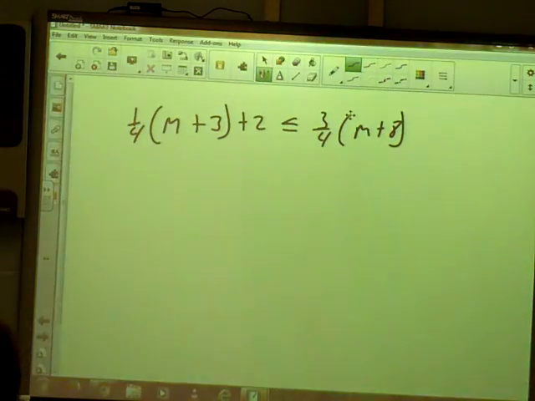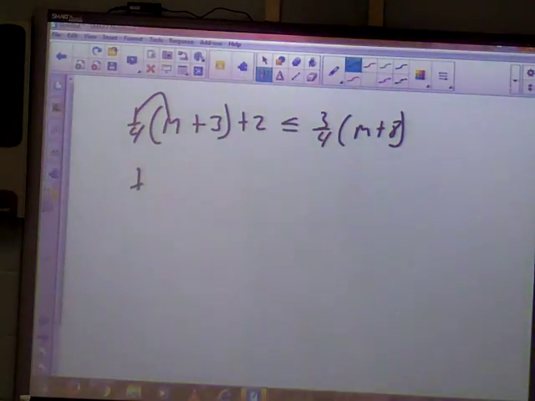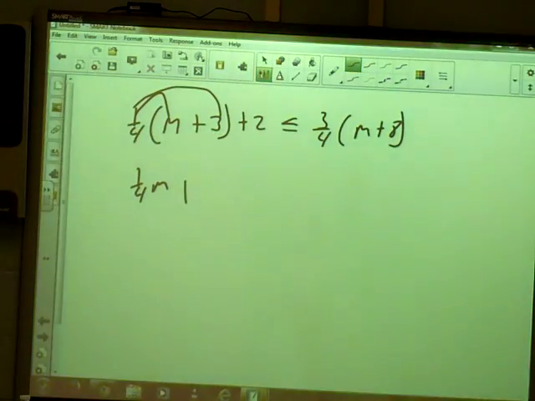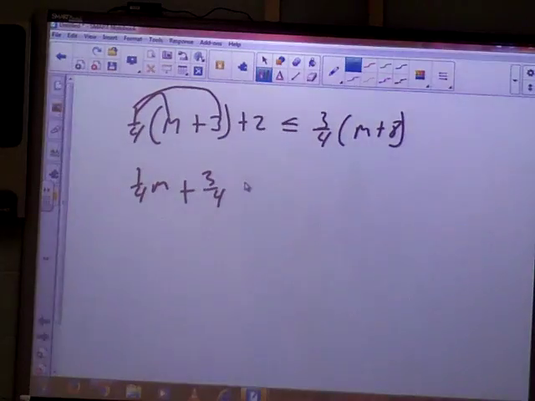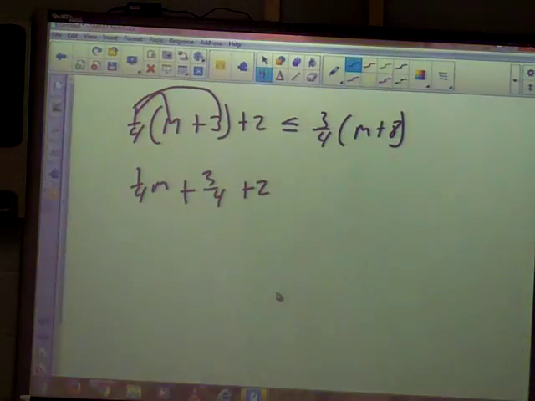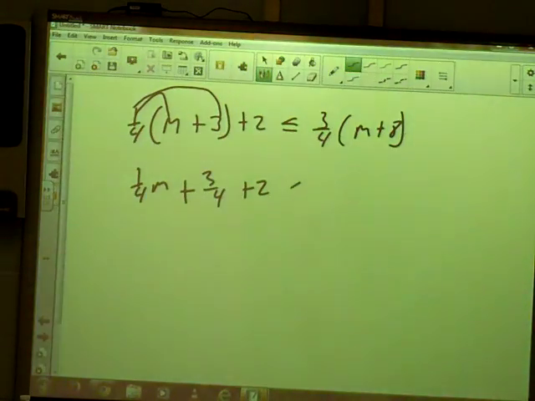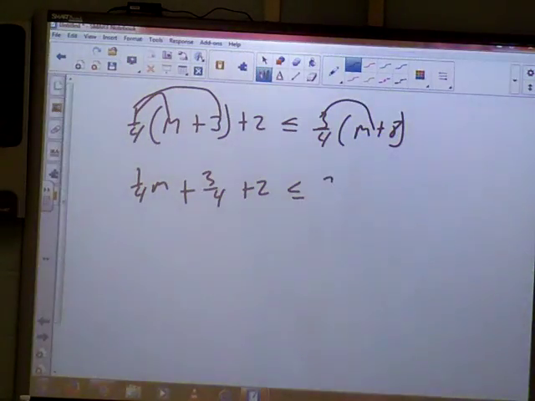Any thoughts about how to start? Distribute, same as last one, good job. Gets me 1/4 m. 1/4 times 3 is just 3/4. Then still got plus 2. I'll clean that up in a little bit, I reckon. Bring down my less than or equal to sign. 3/4 times m.